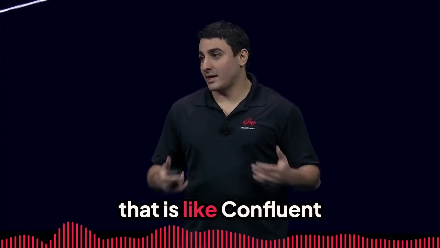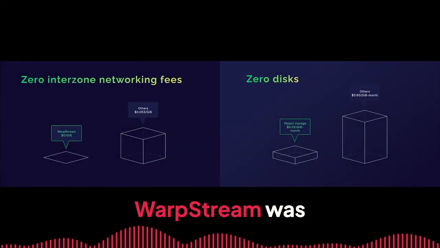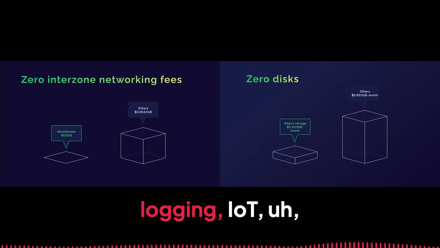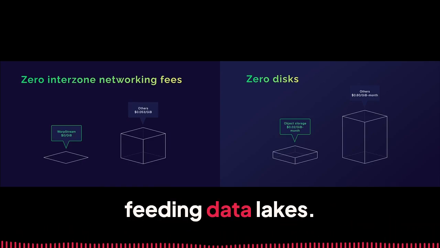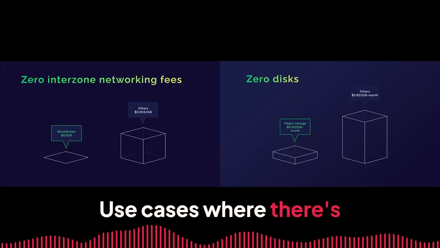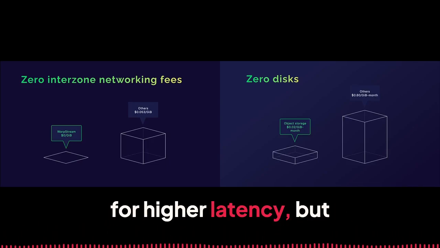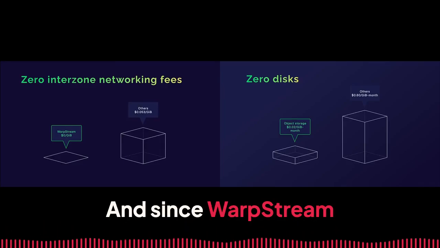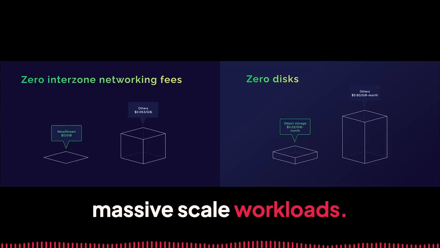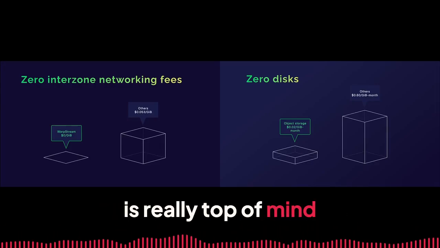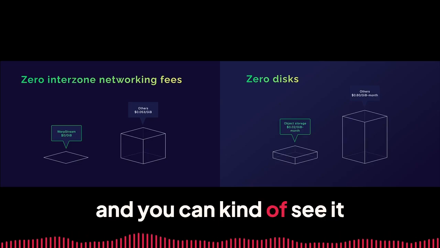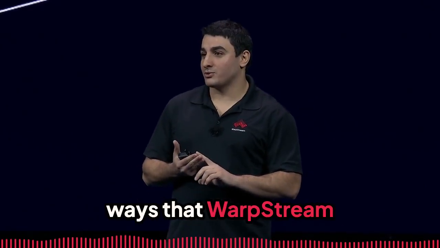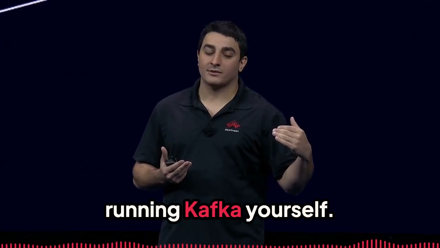And the reason for that is, like Confluent Cloud Freight clusters, WarpStream was designed for the biggest workloads on the planet. Things like observability, logging, IoT, feeding data lakes. Use cases where there's a little bit more tolerance for higher latency, but the volumes of data being processed are really huge, right? And since WarpStream was designed for these massive scale workloads, cloud economics was really top of mind for us when we were architecting the system, and you can see it everywhere in the design. There are three ways that WarpStream reduces cost compared to running Kafka yourself.